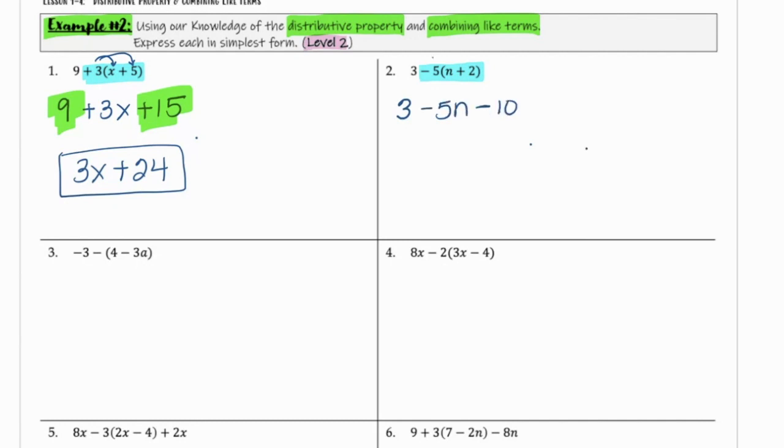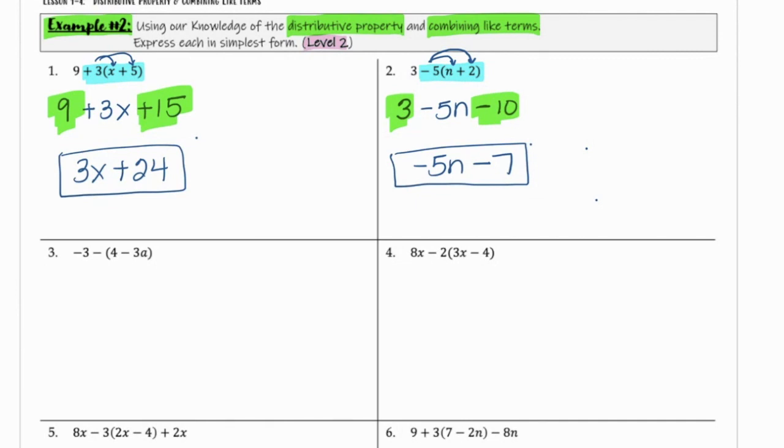Don't forget, you're distributing that negative 5 times positive 2. That's how I got that negative 10. At this point, what are my like terms? Positive 3 with a negative 10, giving me my answer of negative 5n minus 7. I am putting the variable first. I want to have that variable first.